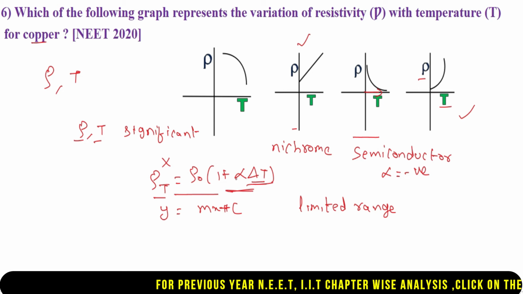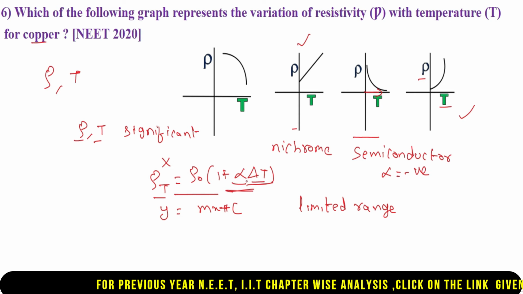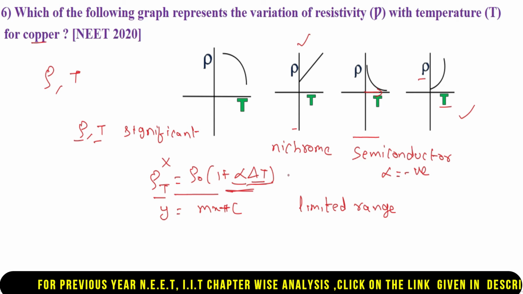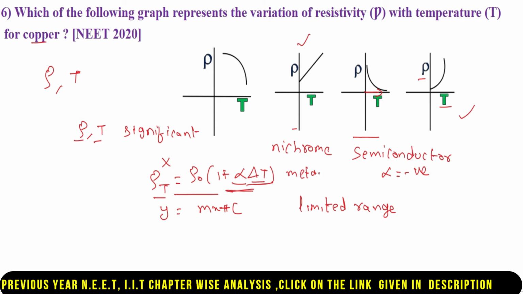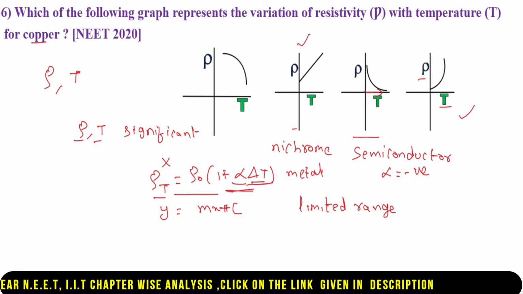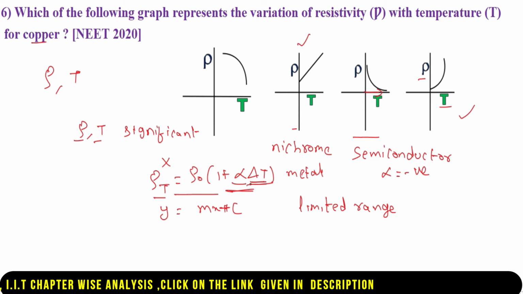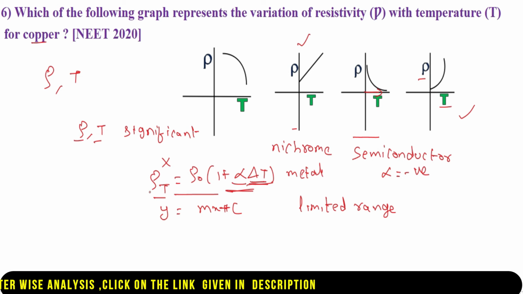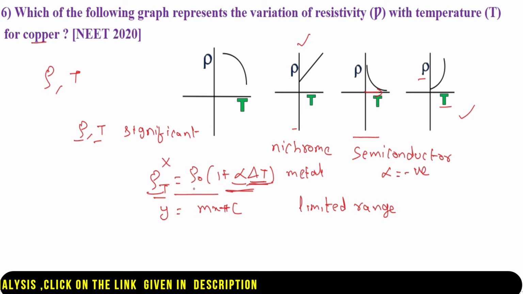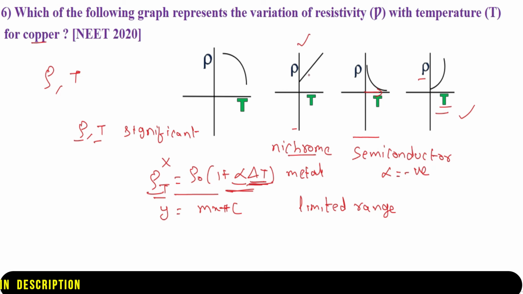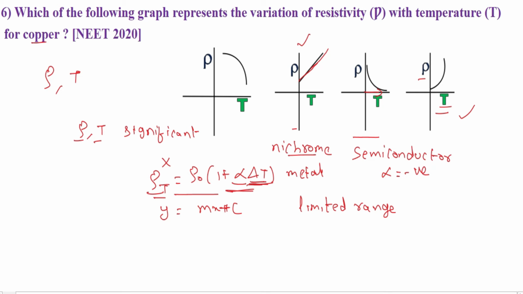Okay, now see, let me take alpha as positive. That is in the case of metals. If you take limited variation in temperature, that is small variation in temperature, rho T varies linearly with change in temperature. So nichrome is a metal and copper is also a metal. See, for nichrome anyhow, resistivity is changing linearly with temperature.